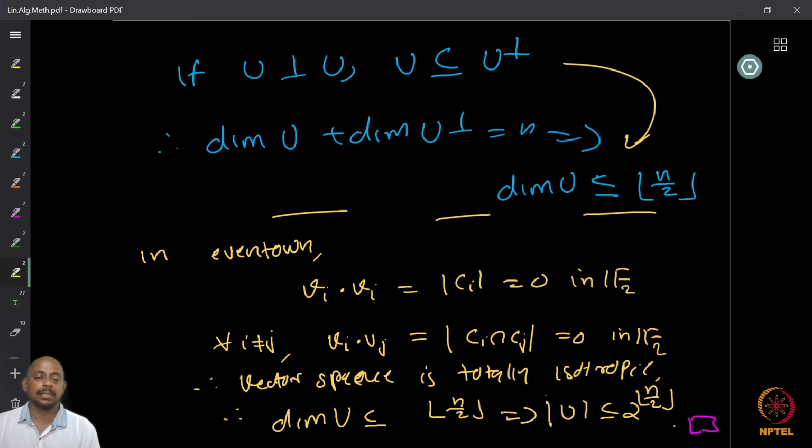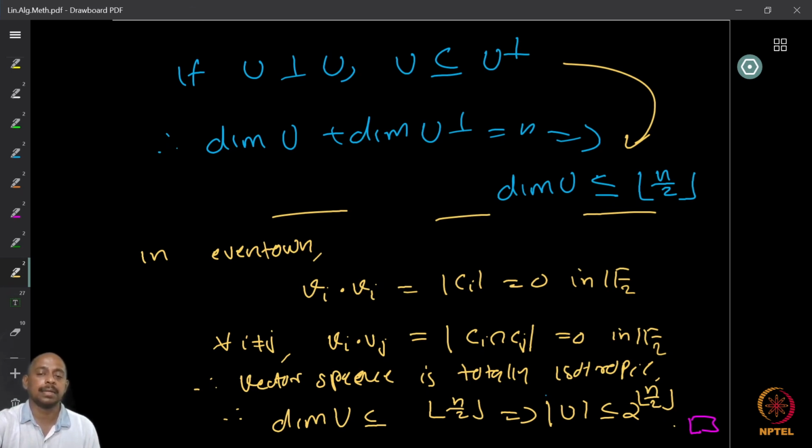Now, what is 2 raised to floor of n by 2 for n equal to 32? It is 2 raised to 16, which is 65,000. So what we came up with, with the further restriction that every spouse must be a member of the club, is not a real additional restriction. It does not affect the maximum number of clubs under these rules. So even without the restriction, you will not be able to do better than that.